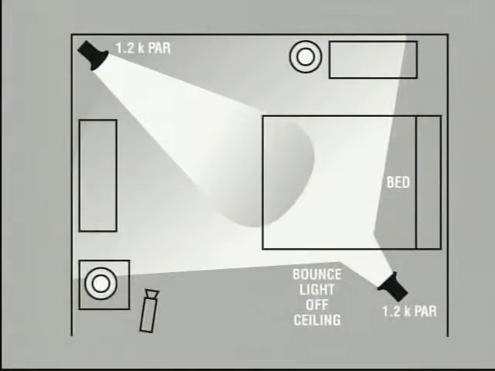The diagram shows where two airy 1200-watt par lights were hidden from the camera to create the shaft of light and the bounce fill lighting for the room.